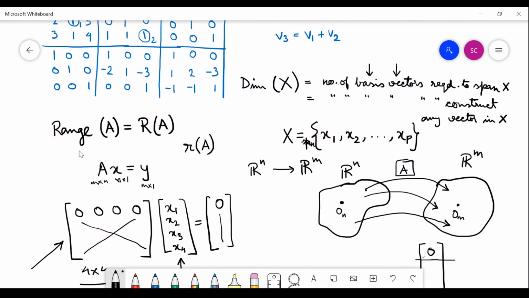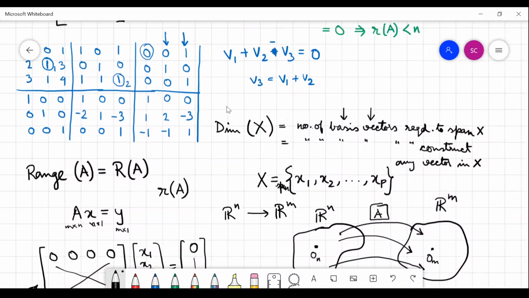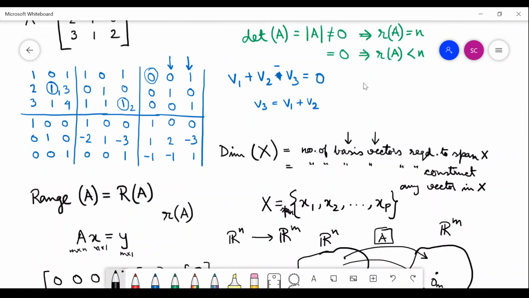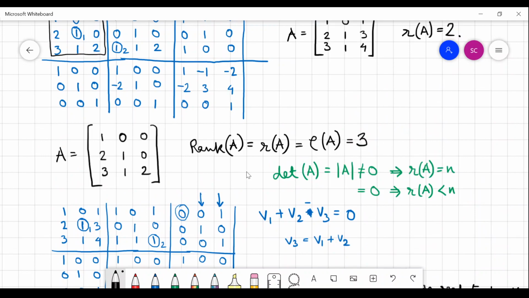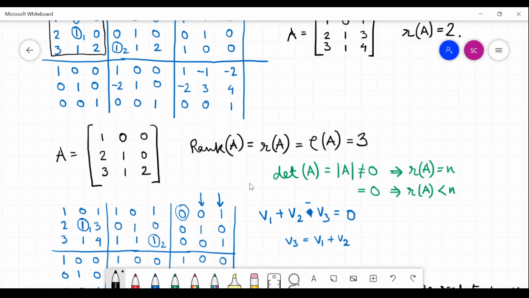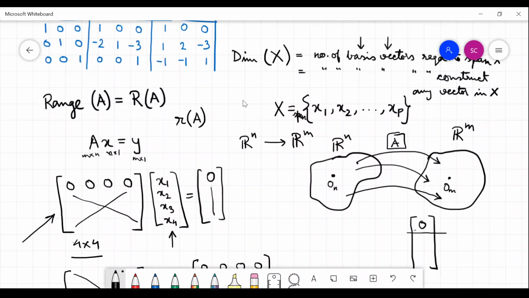You can simply figure out the dimension of the range space by seeing the rank, or that means by looking at the number of independent columns in the matrix.